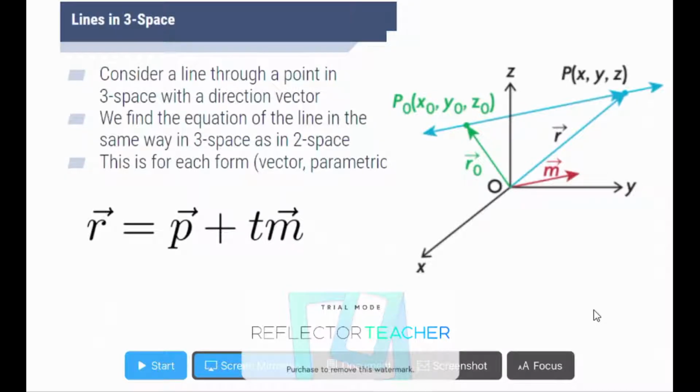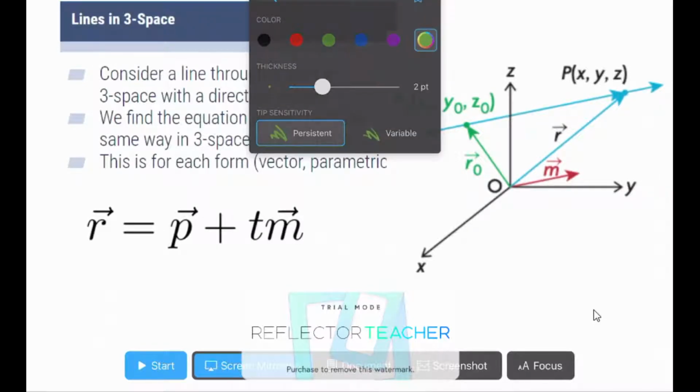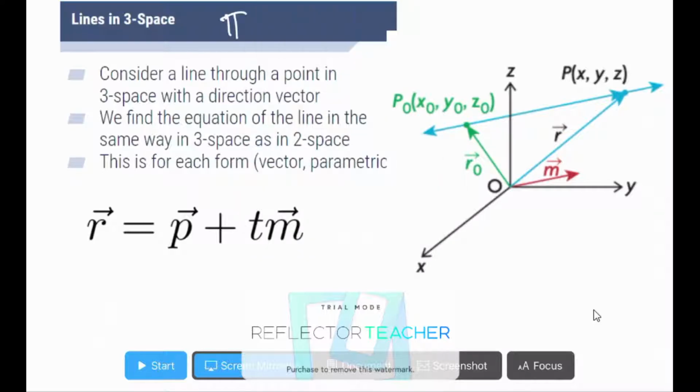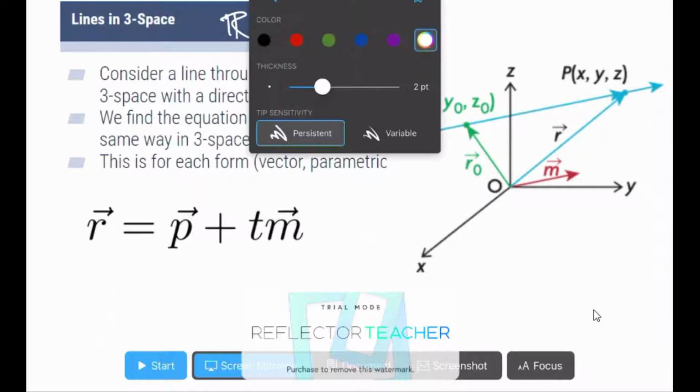Let's take a look at lines in 3 space. So we're dealing with 3 dimensions now. We are in R3. All right, let's read what this slide has to tell us.